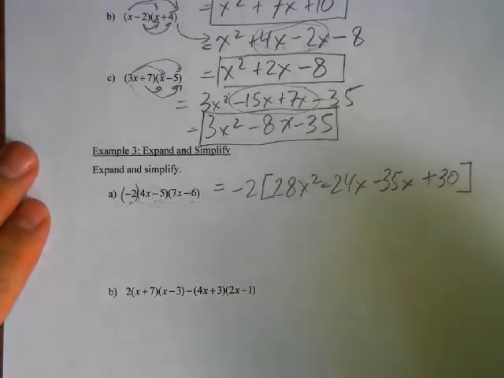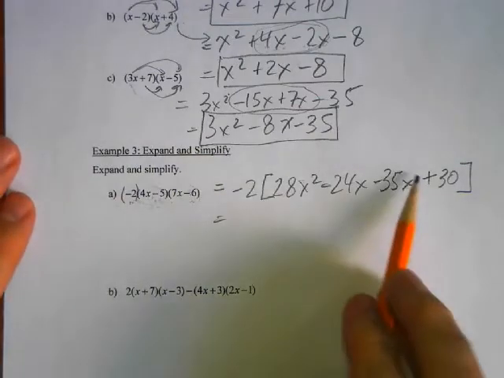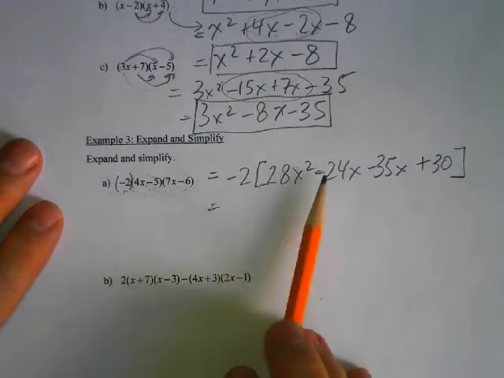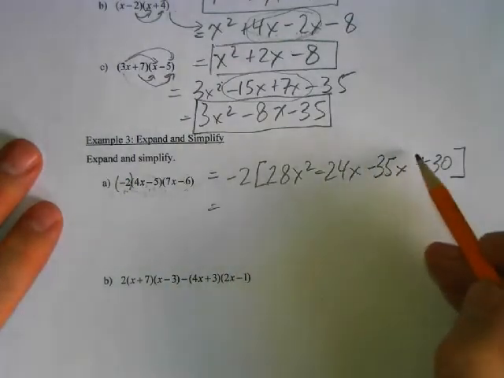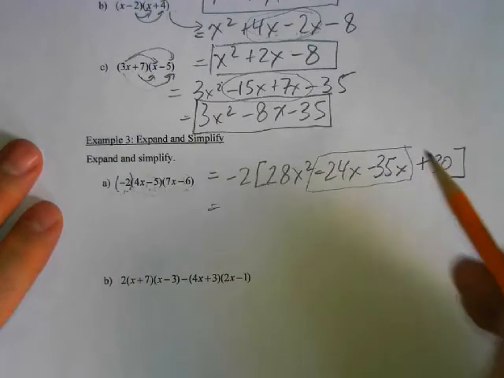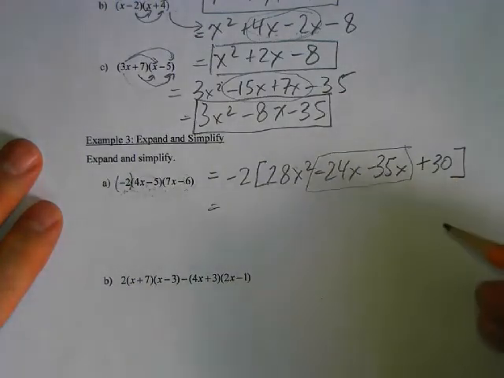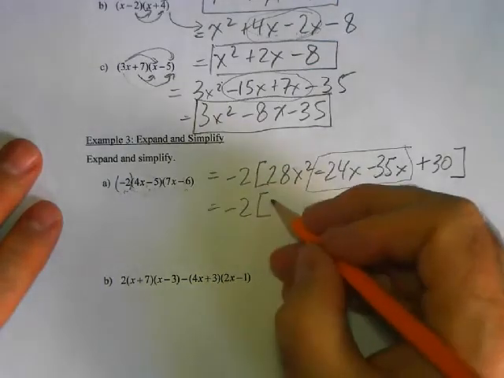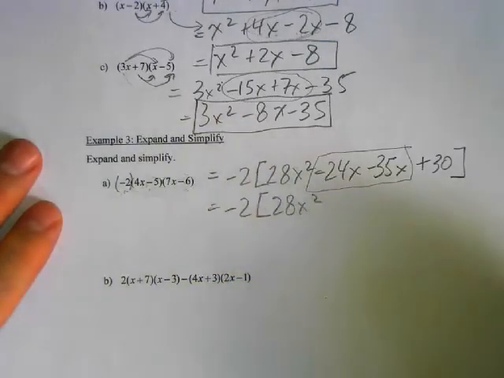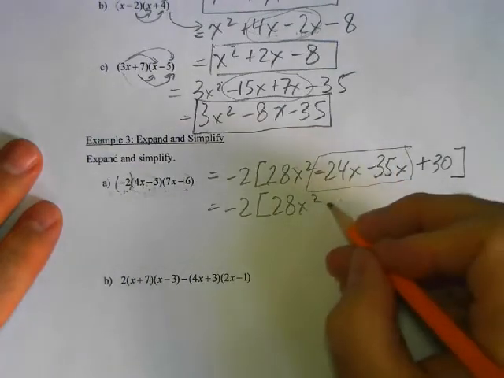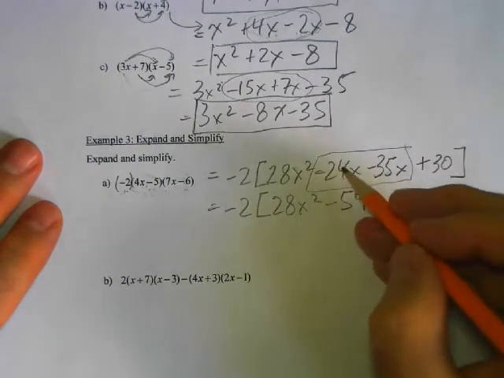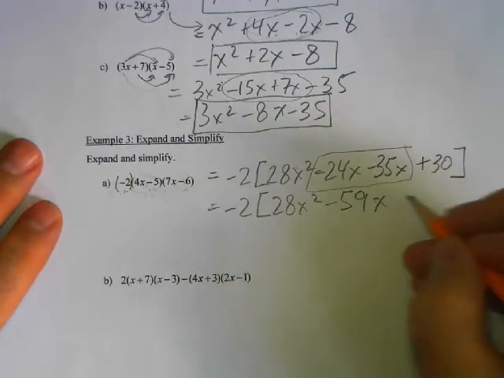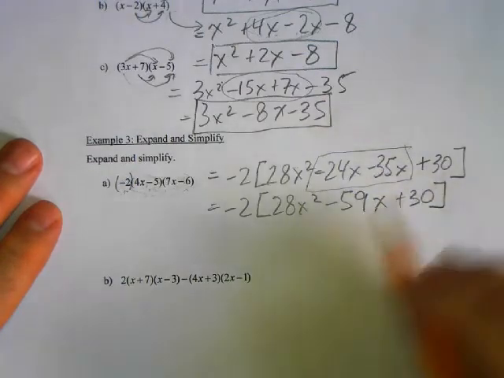Negative times negative. Now, I want you to simplify what's in here first before you multiply. I see lots of students will multiply all these. Now, you know that you've seen so far that the two middle will usually simplify, combine into one because they're like terms. So I prefer you do it this way. Don't multiply by -2 until these are combined. So that's -59. So it's -24 minus 35. That's -59x plus 30. Okay, so now this has been simplified inside.